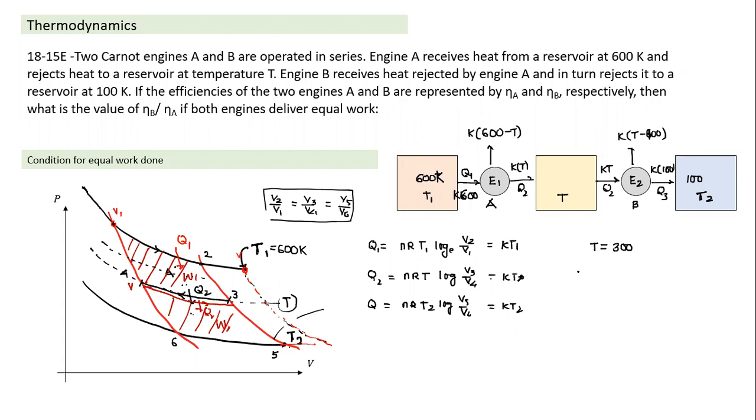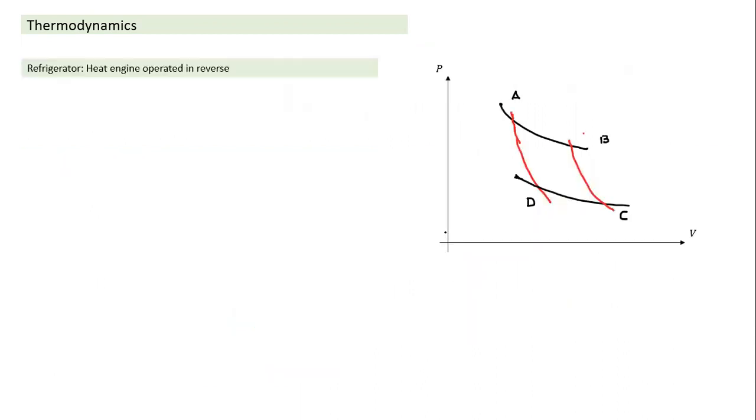Once we have temperature T, efficiency of A will be equal to 1 minus lower temperature by higher temperature, 300 by 600. And similarly, I can calculate the efficiency of B engine also, 1 minus 100 by 300. So I can calculate those efficiencies. But all other things also should be understood. And this is why I write heat as proportional to temperature. Okay, now coming to some question.